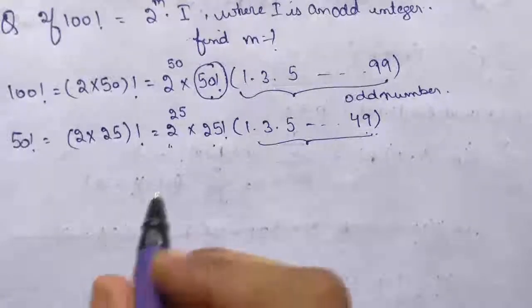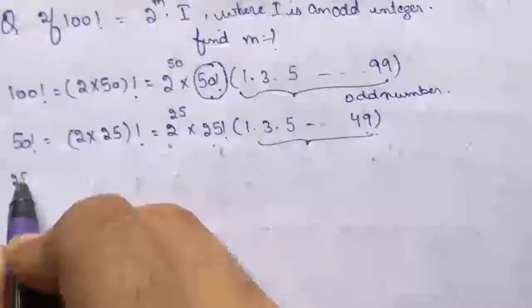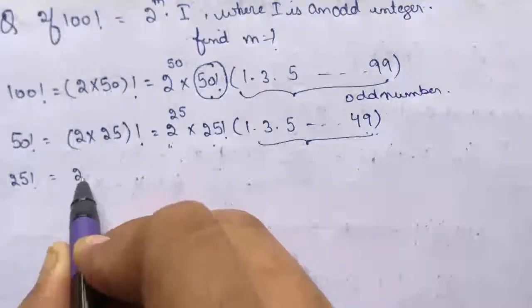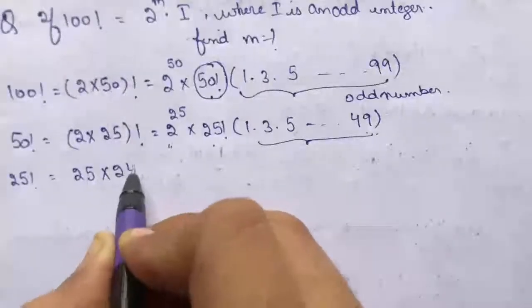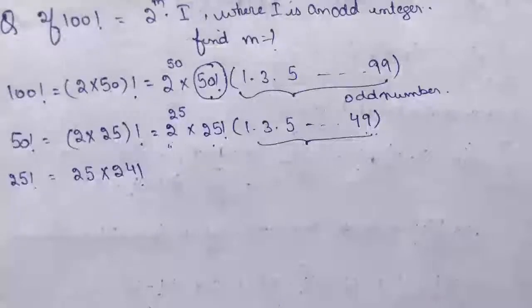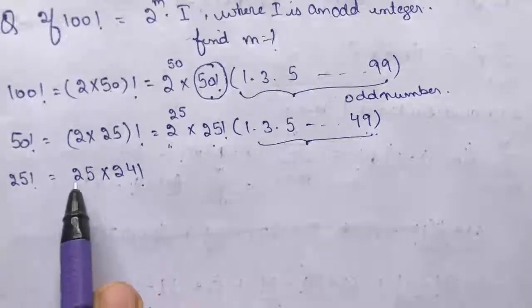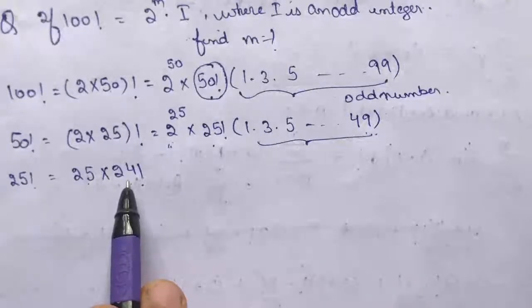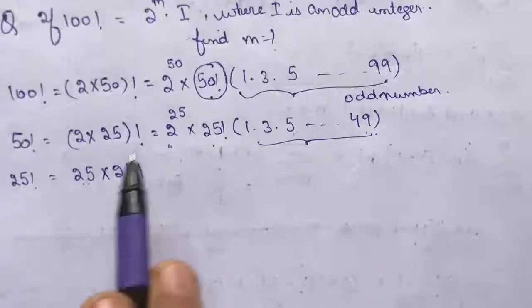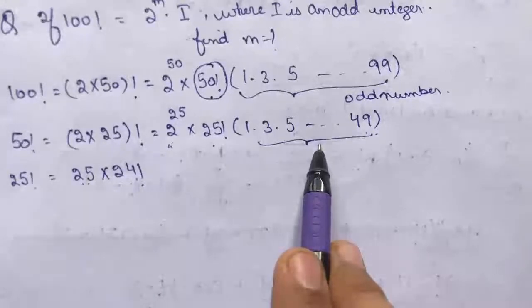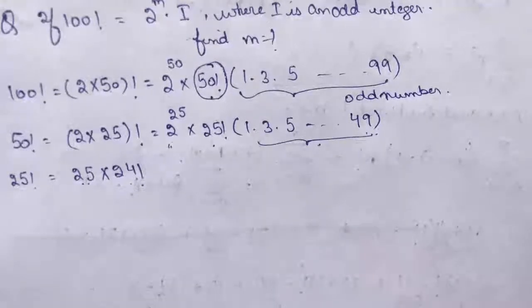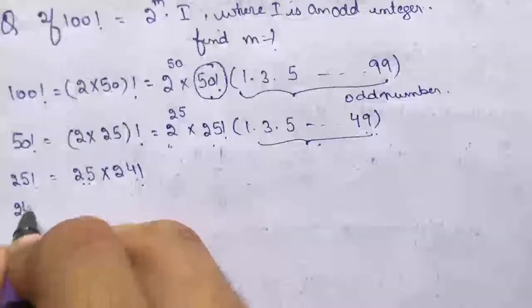So now again 25 factorial could be written as 25 into 24 factorial, because 25 is an odd number and we will not be able to apply the property that we have learned here. So we will change it into the factorial of an even number. So 25 factorial is equal to 25 into 24 factorial. Now this 25 will be combined with the odd number, so that will not matter to us. We will focus on what 24 factorial is.